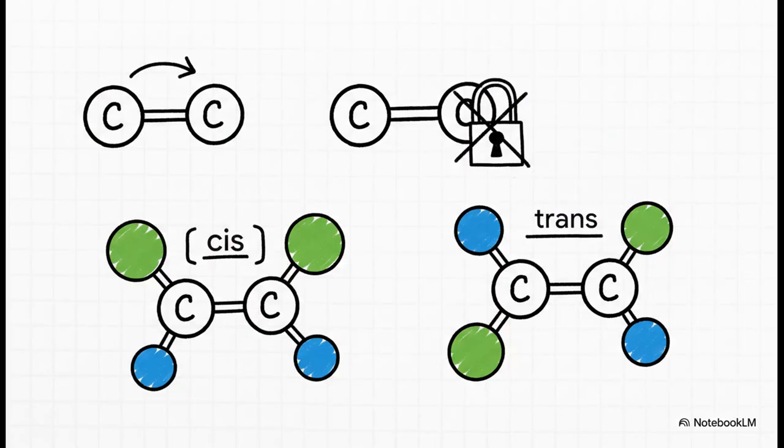Now, here's something really cool that comes from that double bond. It's rigid. A single bond can spin around freely, no problem. But a double bond? It's locked in place. And because it's locked, it can create two totally different arrangements in space, which we call cis and trans isomers. In the cis version, the big groups are stuck on the same side. In the trans version, they're on opposite sides. It's the same exact formula, but a different 3D shape, and that means they have different properties.